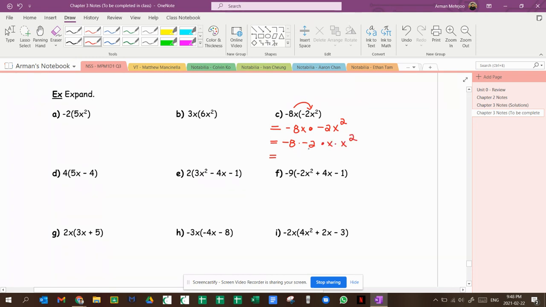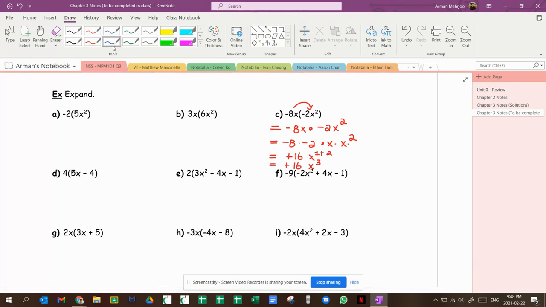Negative 8 times negative 2 is positive 16. And x times x squared, if you remember, they have the same base. So I can use the addition exponent rule to keep my base the same and add my exponents. So I'll get 16x cubed as my answer.